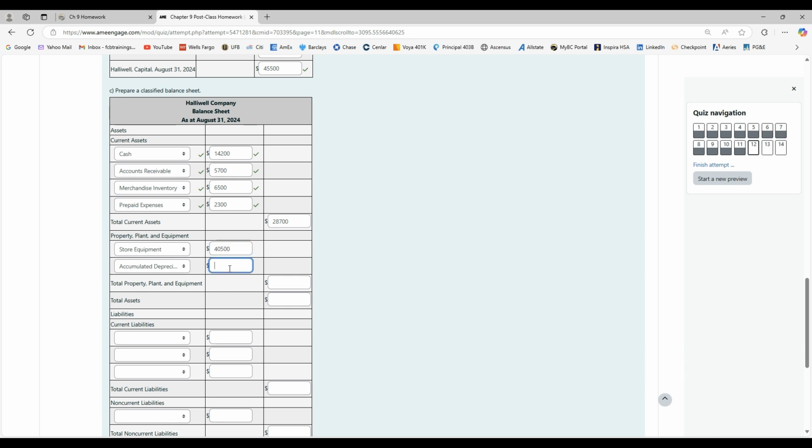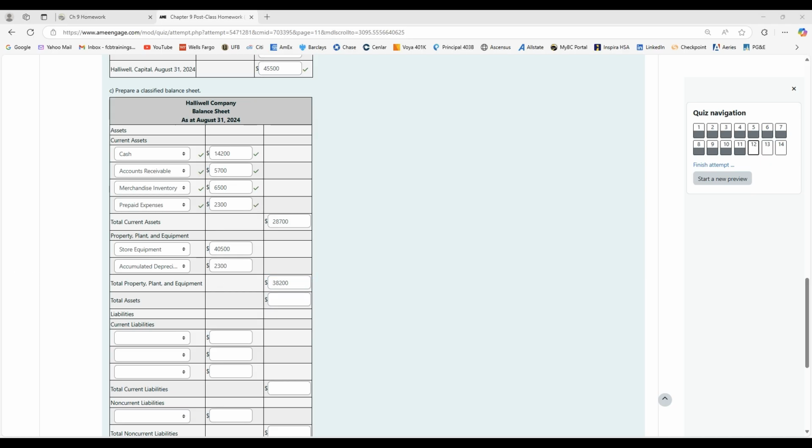So 40,500. The accumulated depreciation, again, it's a subtraction, but we don't put negatives in just per the problem. So we take 40,500 minus 2,300 gets us 38,200.